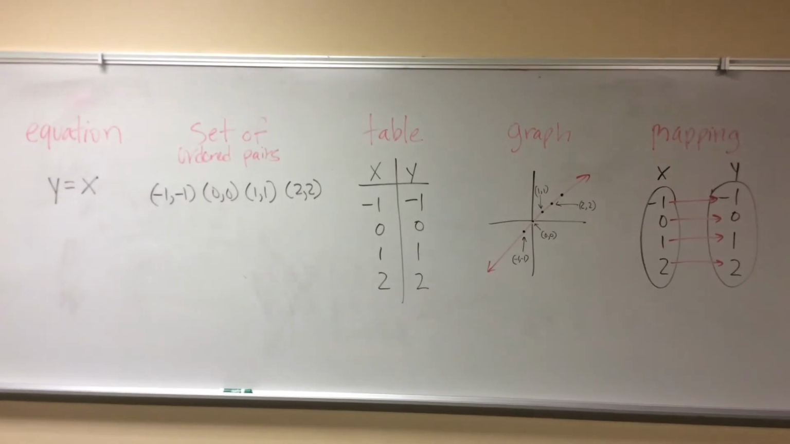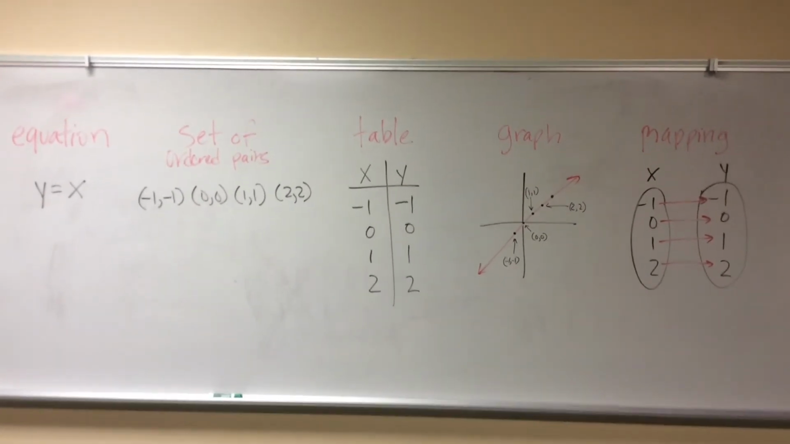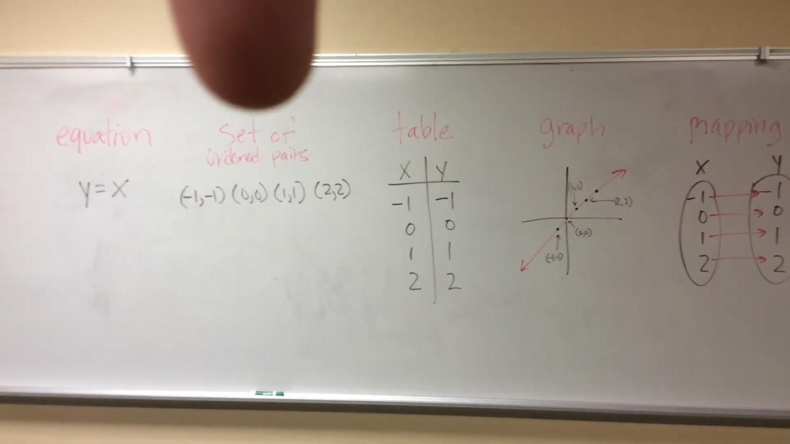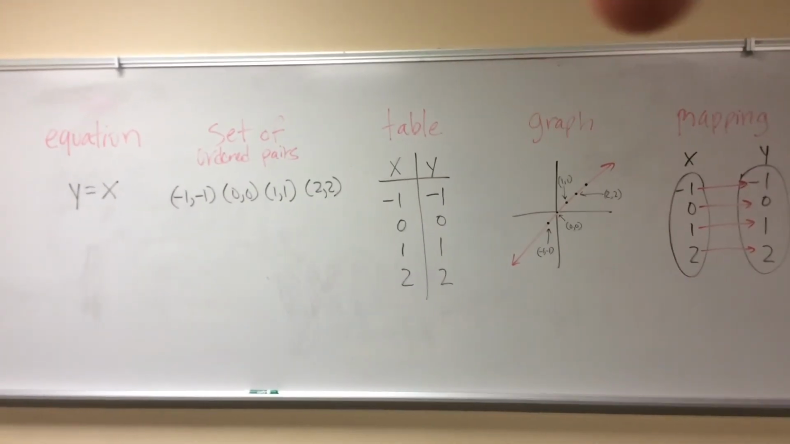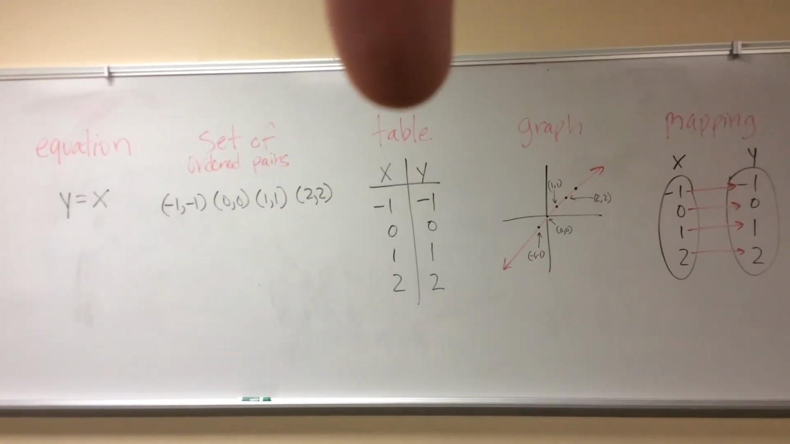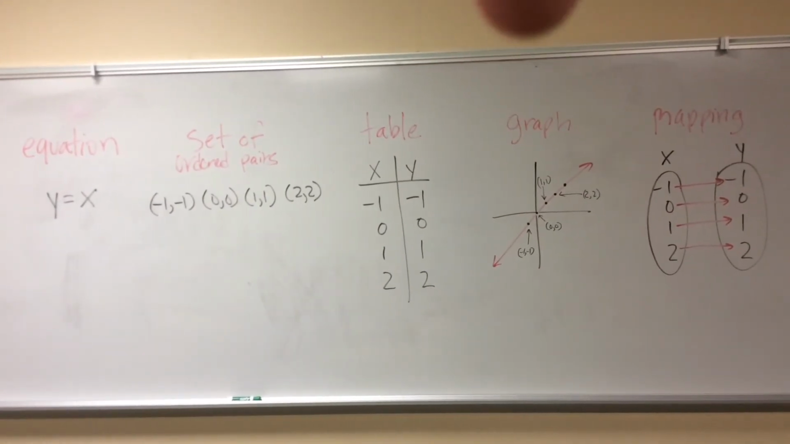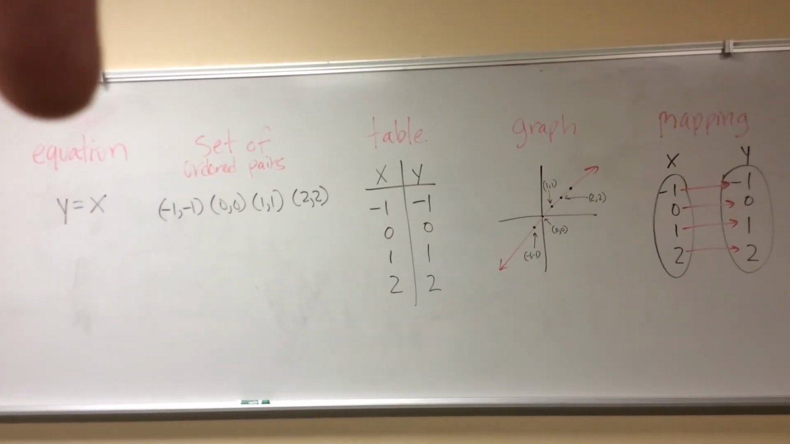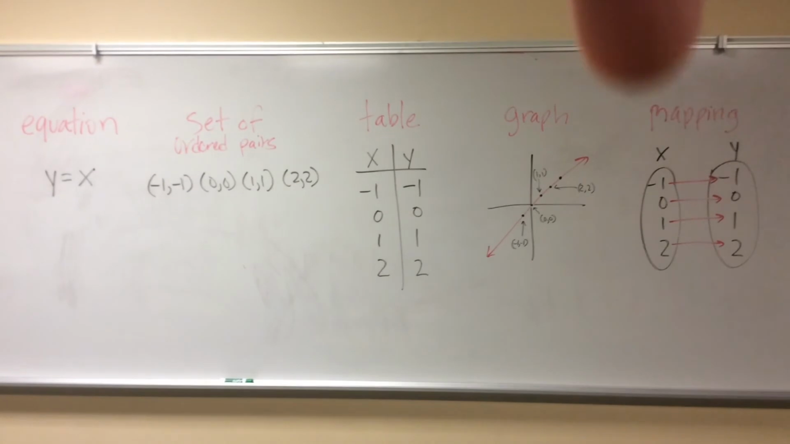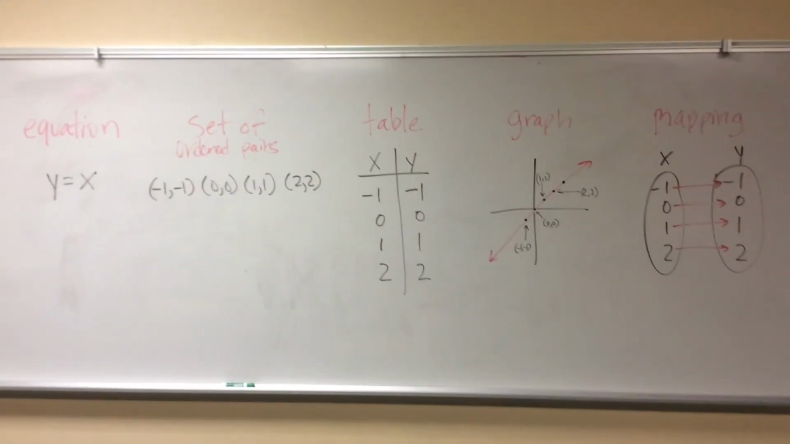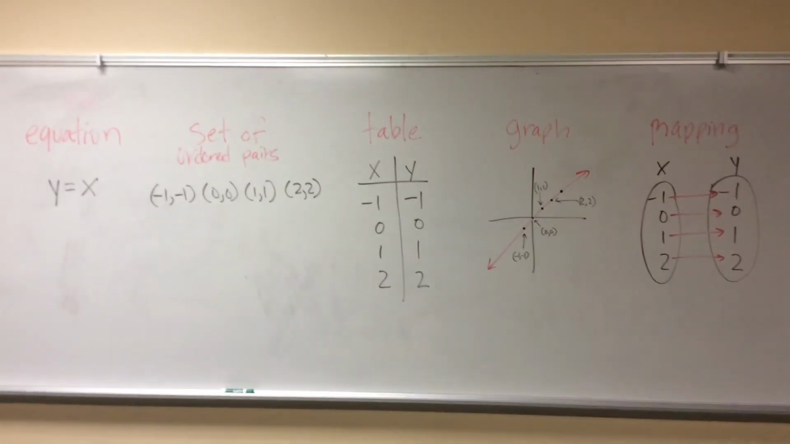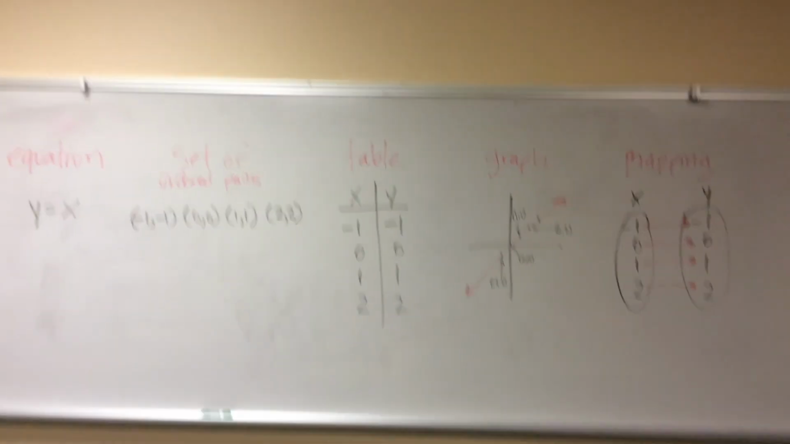And this is something that we will have to be able to do. You're going to have to be able to go back and forth. You're going to have to be able to take a set of ordered pairs and turn it into a graph. You're going to have to be able to take a mapping and find an equation. You're going to have to be able to take a table and turn that into a graph. You're going to have to be able to take a graph and turn it into an equation. You're going to have to take an equation and be able to map it. So since all of these things mean the same thing, we're going to have to be able to go back and forth between them whenever we need to.